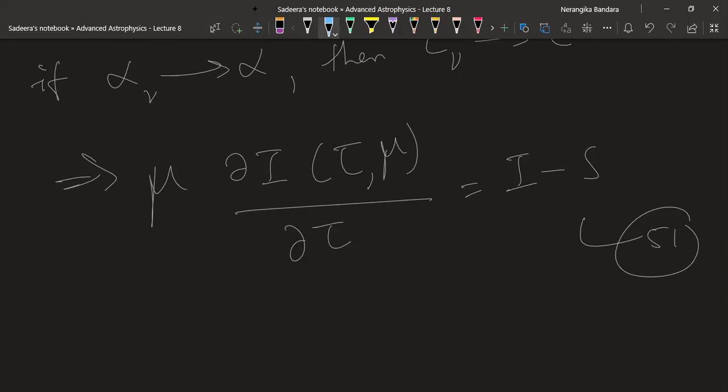Just to be clear, I is when I_nu is integrated over all frequencies, and also S is when the source function is integrated over all frequencies.